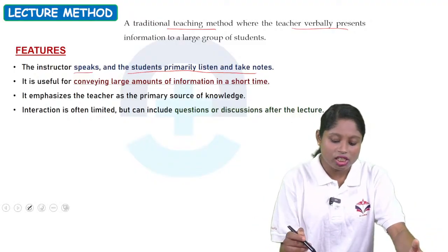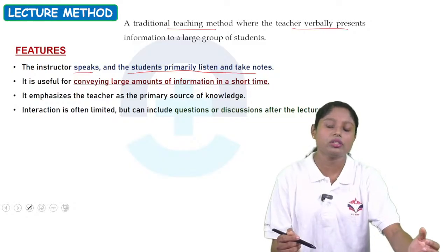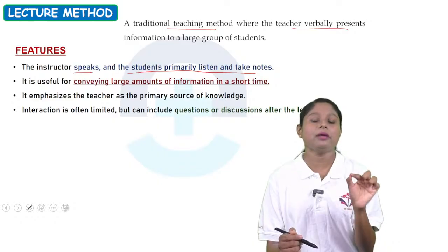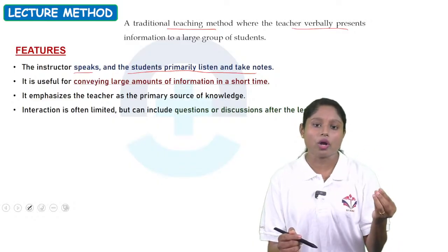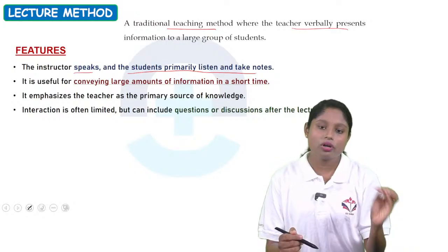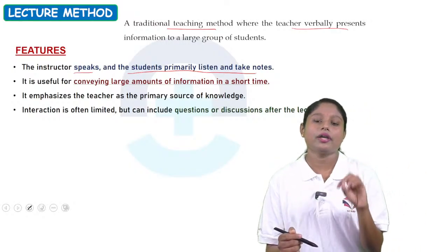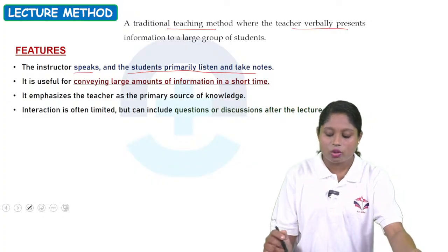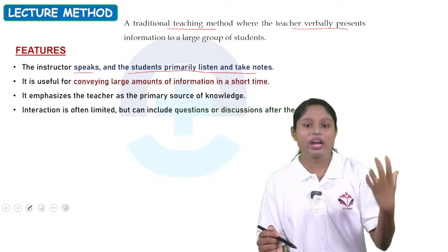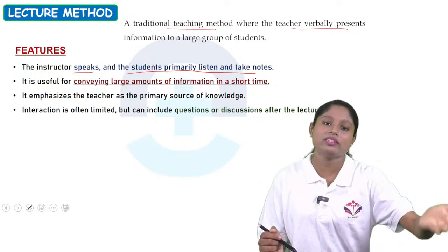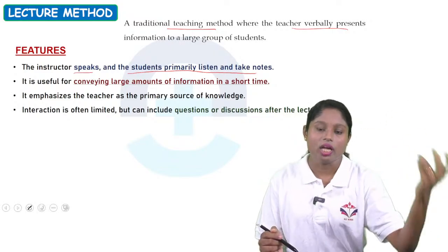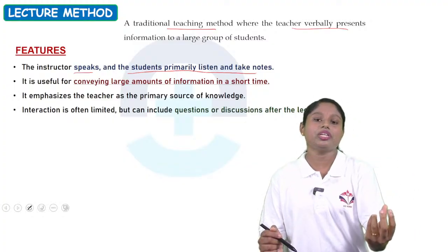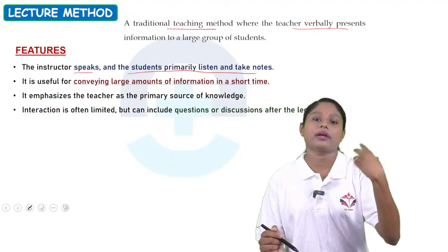Also, it emphasizes the teacher as the primary source of knowledge. So who is the primary source of knowledge in lecture method? The teacher. You as a student will listen to her and write down the notes, like lecture notes. Interaction is often limited but can include questions or discussion after the lecture. Sometimes interaction is less because the teacher is talking and students are only listening. After the class there is a chance for discussion, so you can ask doubts to your teacher or discuss a topic in more detail.